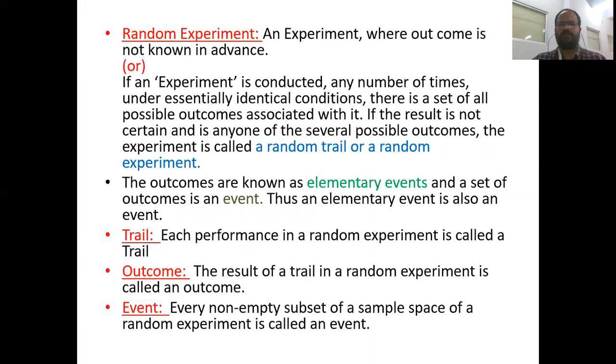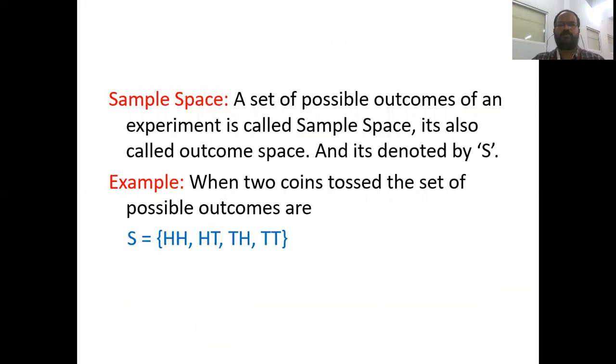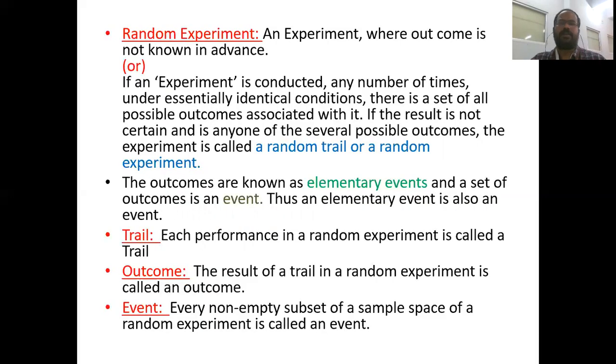What is an event? Every non-empty subset of the sample space of a random experiment is called an event. For example, if I am tossing two coins, the sample space is head head, head tail, tail head, and tail tail. This is the sample space. Any subset of the sample space is called an event.